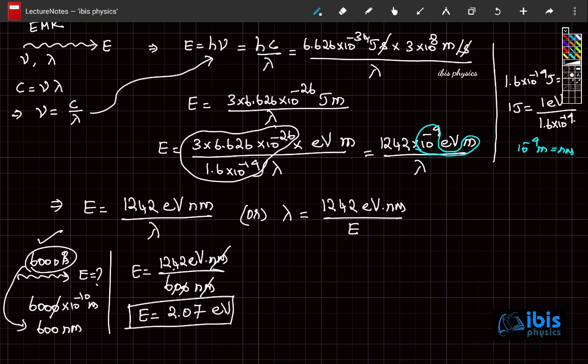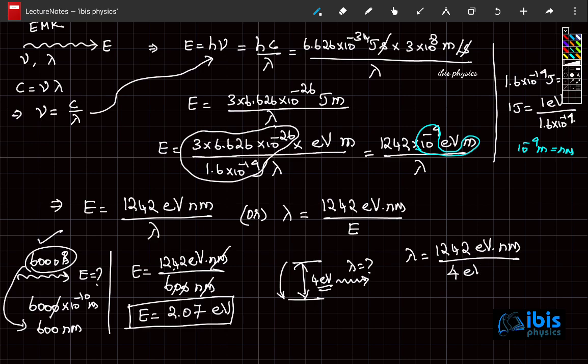Suppose the energy difference between the energy levels is 4 electron volt. If an electron makes a transition from here, what is the wavelength of the radiation emitted? If that is asked, lambda is equal to 1242 electron volt nanometer by the energy difference between the orbits, which is 4 electron volt. When I cancel these, electron volt will be cancelled.